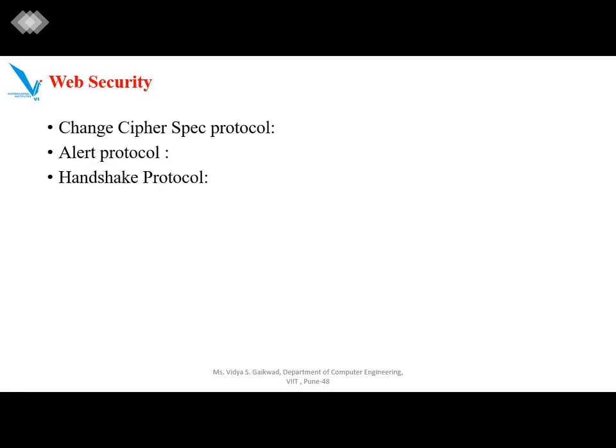Next is the handshake protocol. This protocol is used to establish a session between the server and the client. It provides information about the key and cryptographic algorithm to the SSL record protocol. So here the server and client optionally authenticate each other using this protocol. This protocol allows the server and client to negotiate various encryption algorithms and share the secret key for encryption.